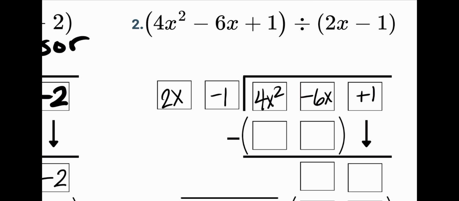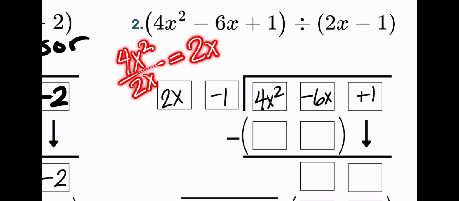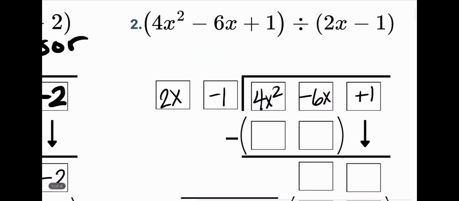Let's go ahead with step 1, divide. Then we'll move to step 2, multiply. Then step 3, subtract. Then step 4, bring down. And then finally, repeat. So we are doing 4x squared divided by 2x first. So it's the first term of the dividend divided by the first term of the divisor. So 4x squared divided by 2x according to the quotient rule will give us 2x. So we're going to write that quotient here.